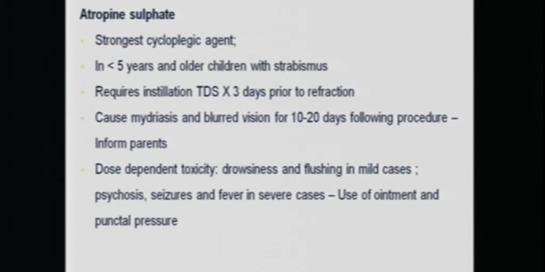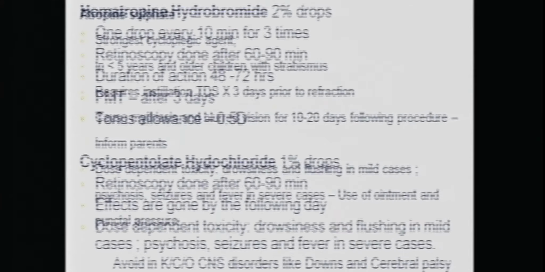For refraction, particularly in the presence of esotropia, we prefer atropine ointment, particularly 3 times a day for 3 days. It is preferred over drops because there is less chance of the drug running down the nasolacrimal duct and getting absorbed systemically. It causes blurred vision for a period, and therefore it is important to inform the parents about this. Extremely important, most of what we call side effects are essentially drug dependent toxicity, and overdose is something you have to be very careful about. Drowsiness, flushing, sometimes even seizures, and fever are also not uncommon.